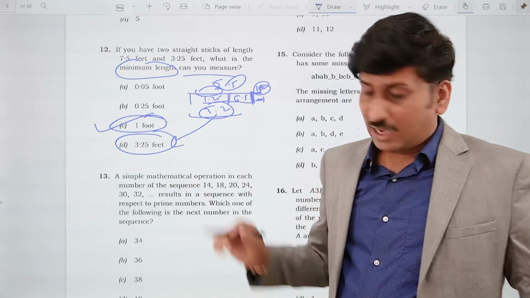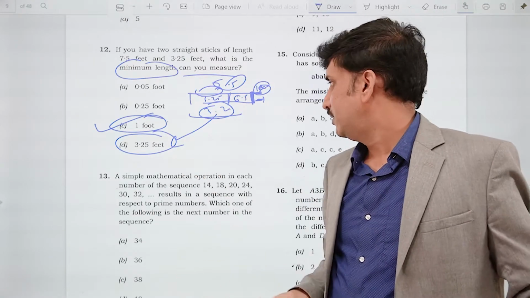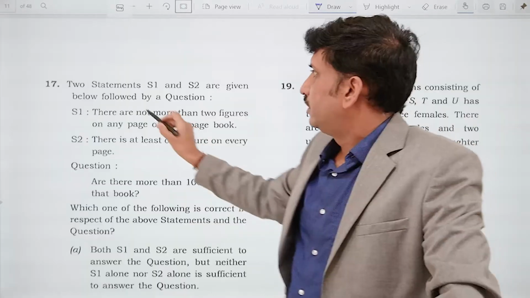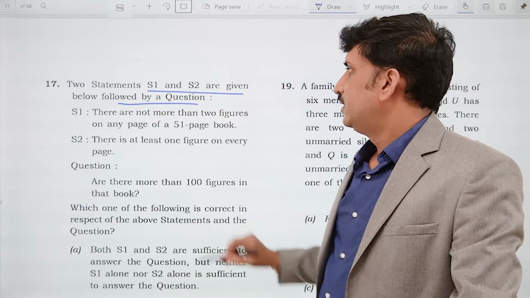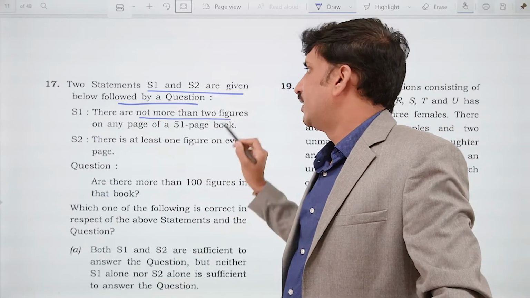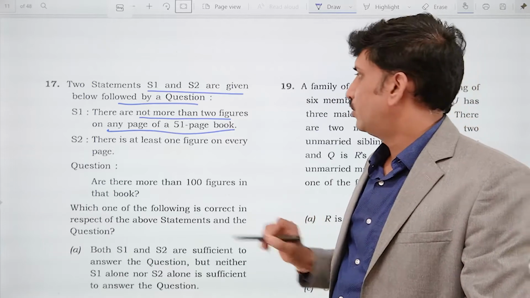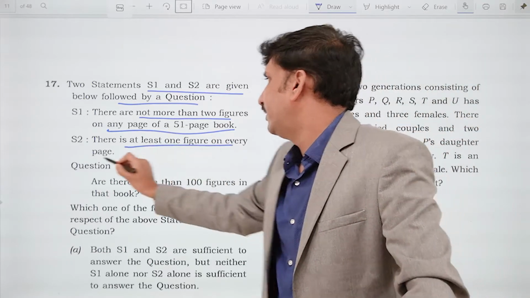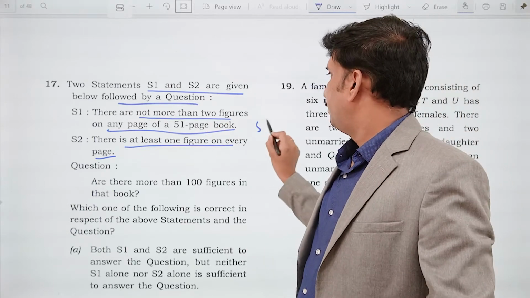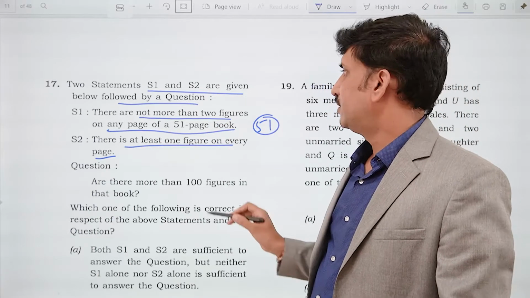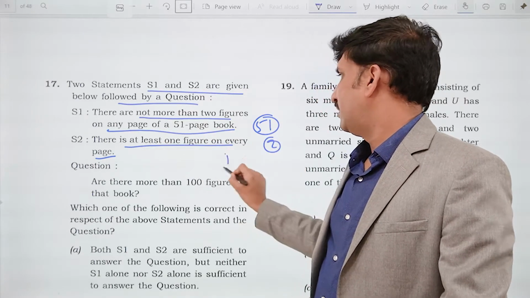So how will they check your knowledge? It looks like something, but the answer is something else. So we'll understand this. Two statements S1 and S2 are given below the question. There are not more than two figures on any page of a 51 page book. There is at least one figure on every page. So what they are saying is, a 51 page book is there, total 51 pages. At max two figures are there and minimum one is there.